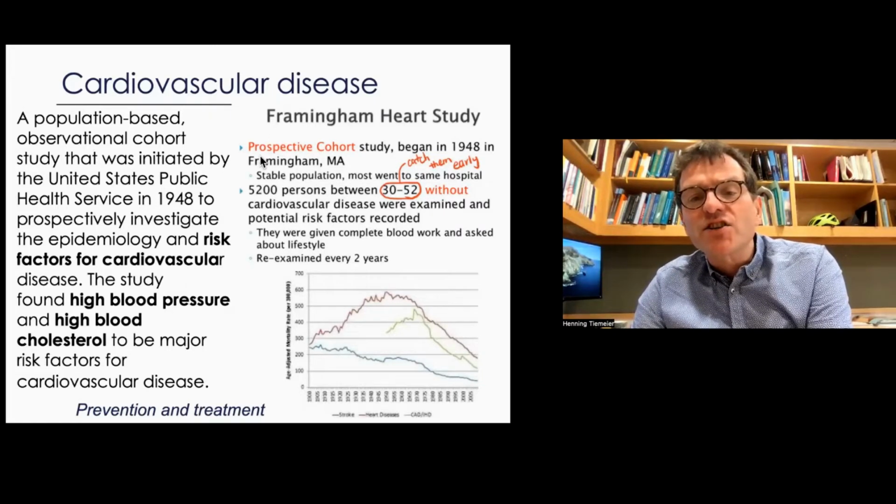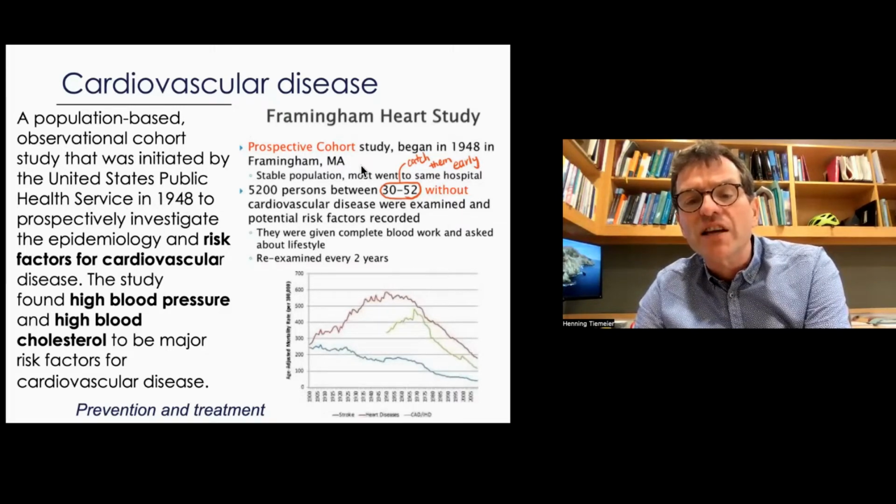I want to just introduce another success, again with implications, of epidemiology and public health. It's the Framingham Heart Study. Framingham is a small town of just a few 10,000 people next to Boston, here in Massachusetts, where in 1948 the United States, so not a university, but the United States Public Health Service started a study in 5,000 persons. Here is a very old slide, aged 30 to 52 years, and followed them over time.